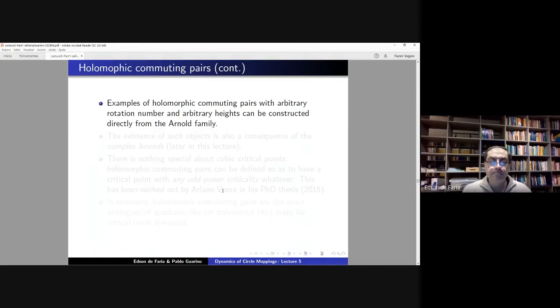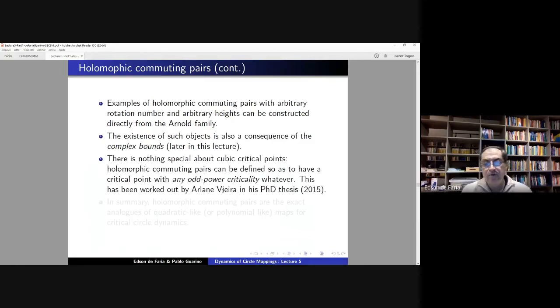And you can also derive the existence of such objects indirectly as a consequence of the complex bounds, which have been proved for these objects, okay? And I want to stress that I'm talking about cubic critical points, but there's nothing special about cubic. You can deal with any odd power criticality, and this has in fact been done by a former student of mine, Orlando Vieira, in his thesis.